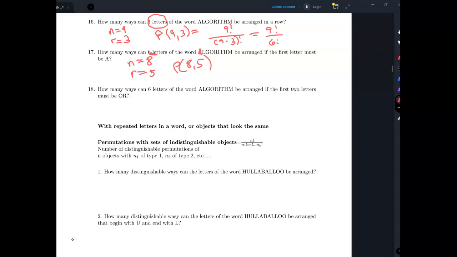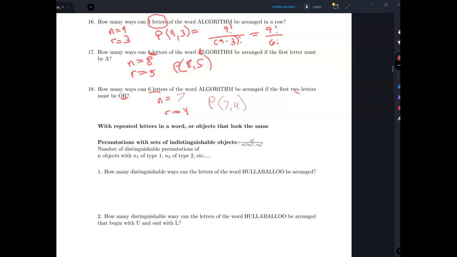So just one more permutation of this one. I want to pick 6 letters, but the first 2 letters have to be O R. That means I'm picking O and R, so I'm not picking 6 letters, I'm picking 4 letters. R equals 4 letters, and N is the number of letters I get to choose from. I've got 9, but I've taken away 2, so that's 7. That gives me the permutations of 7, choose 4.